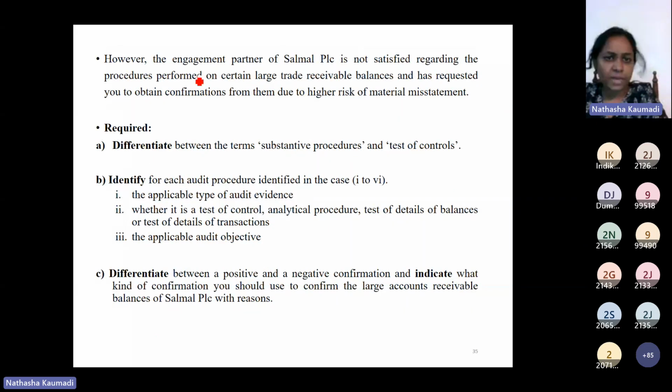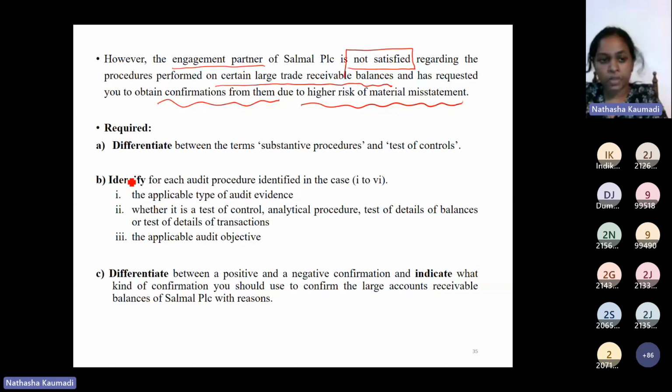However, the engagement partner of Salman PLC is not satisfied regarding the procedures performed on certain large trade receivables balances and has requested you to obtain confirmations from them due to high risk of material misstatement. Now, as per the risk assessment, it seems that the risk of material misstatement is high and they have not called debtor confirmations as well. Now, the audit engagement partner is asking you to check this and obtain confirmations.